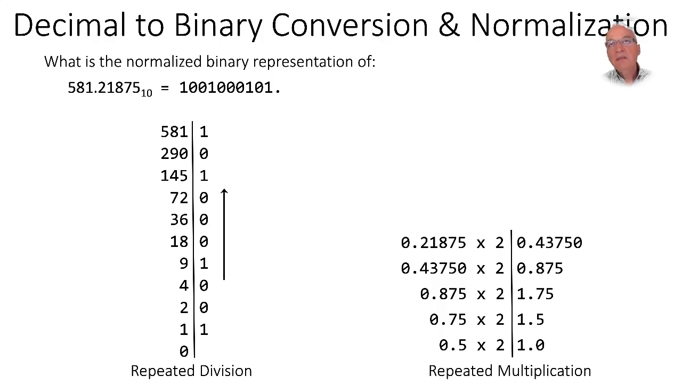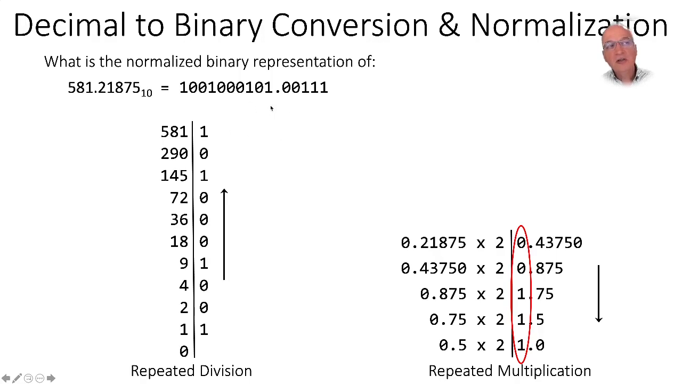And this is the method of repeated multiplication. This is the number that I need to represent, and in this case I read from the top down. This is my most significant digit, the digit closest to the binary period. This is my least significant digit, the digit that's far away from the binary period. So the fraction 0.21875 is actually the binary fraction 0.00111. So this is the binary representation for 5.21875.